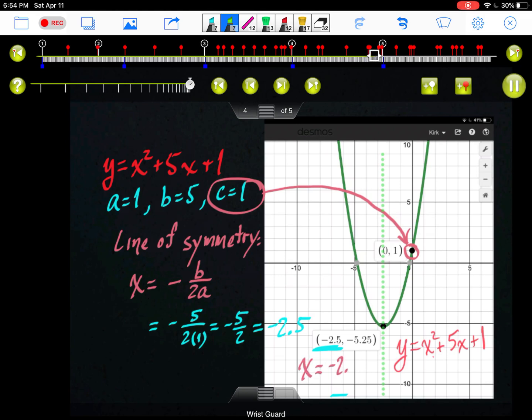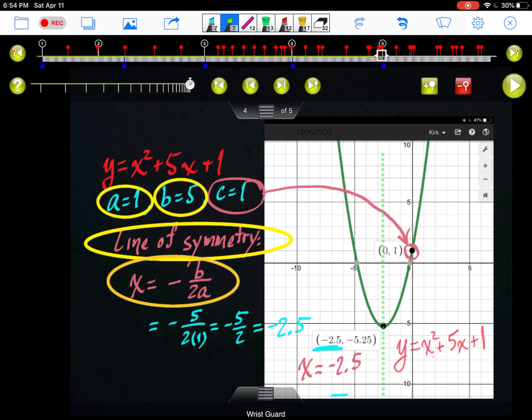So that x equals negative 2.5, that's the equation of the line of symmetry. It's a vertical line, and if you remember back from Math 1, the equation of a vertical line is always x equals a number. So there it is. That's how you get the value of the line of symmetry, or the equation of the line of symmetry for a parabola: it uses a and b.